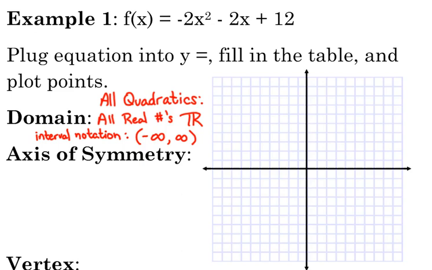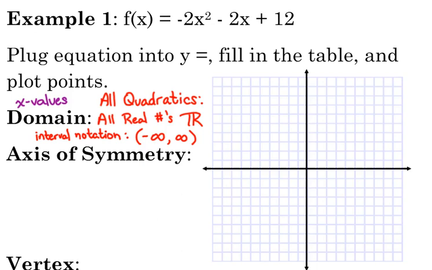That means domain, also remember, domain talks about your x values. Okay, the domain is all the possible x values. So when you're trying to determine the domain of a function, the question is, can I plug this number into my function and get an answer?